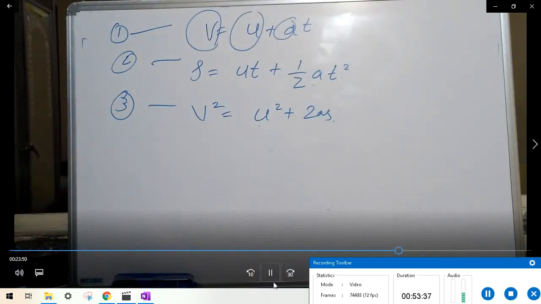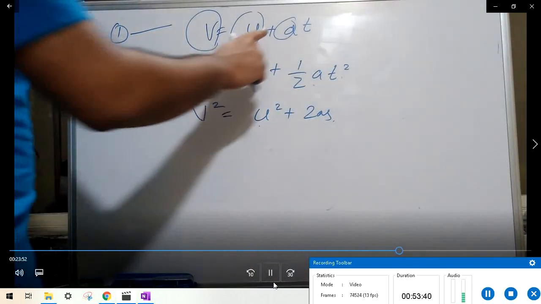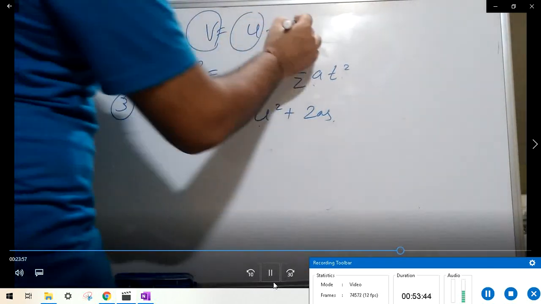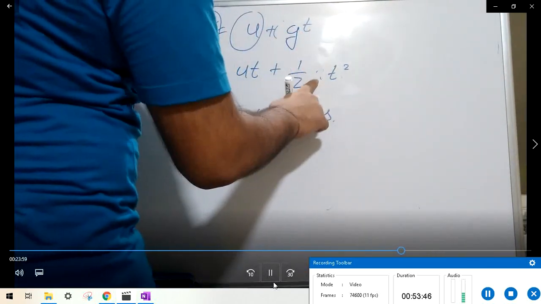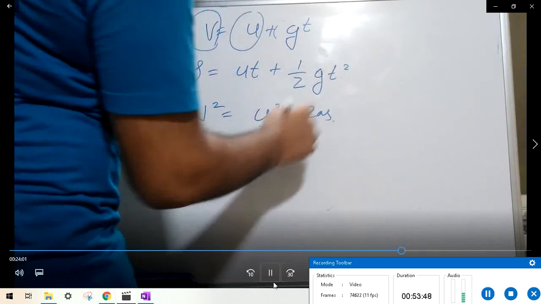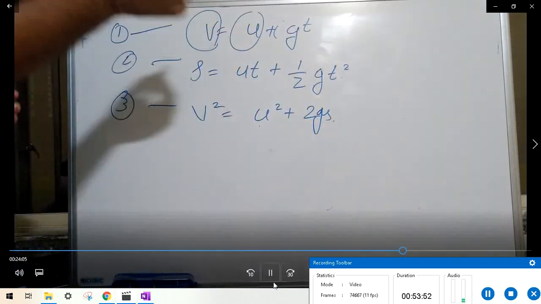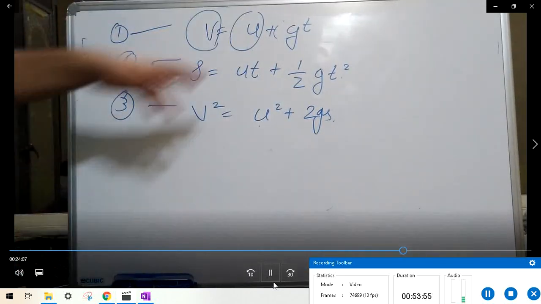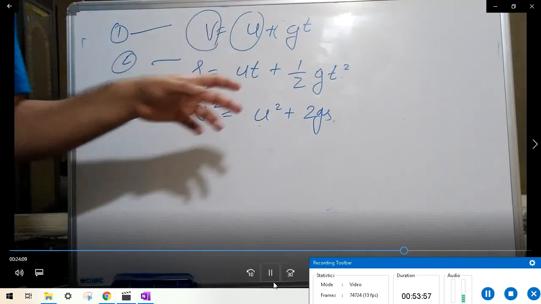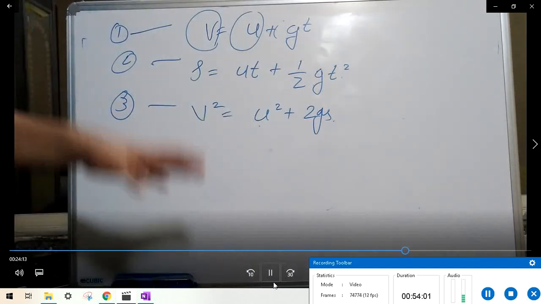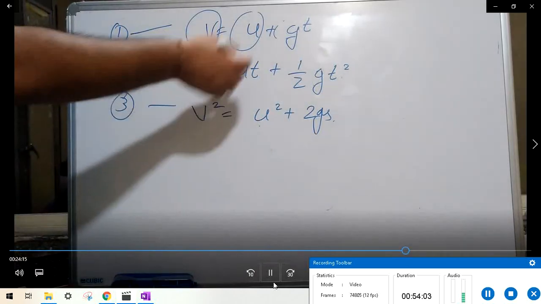Now what will happen if we are talking only in terms of Earth? For Earth, the value of acceleration is g, right? So I will replace this A with g. This equation is correct, and this equation is also correct, but only for small values of g. Small g on Earth is 9.77. So it is completely fine if you are solving some question.